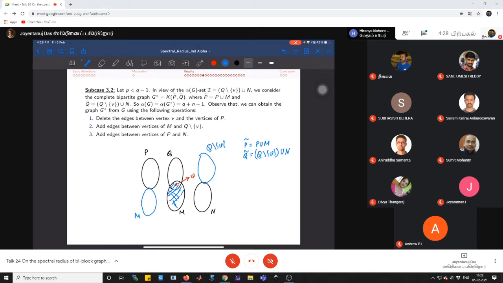One thing you can see is that this is no longer only adding edges. Actually, we have to delete some of the edges. That is, we have to delete the edges between the vertex V and the vertices of P, because the vertex V is in M now, since here we have chosen Q minus V. So we can no longer use the argument of increasing the number of edges to show the spectral radius increases. In these cases, we will use the adjacency relation to show that the spectral radius actually increases. I will show that in the next page.